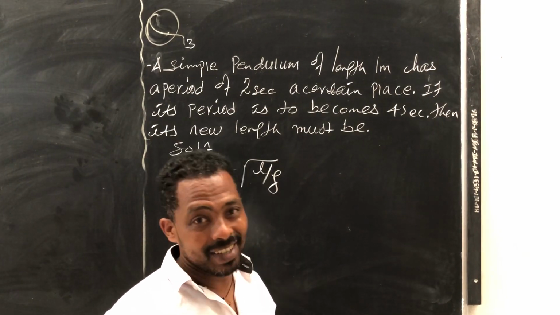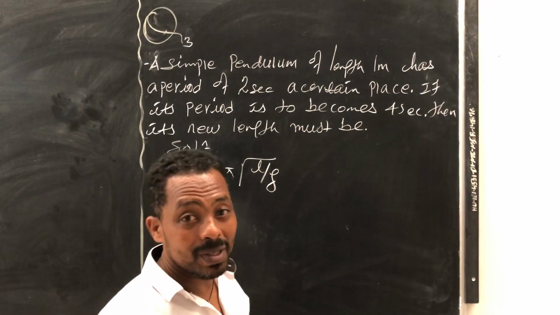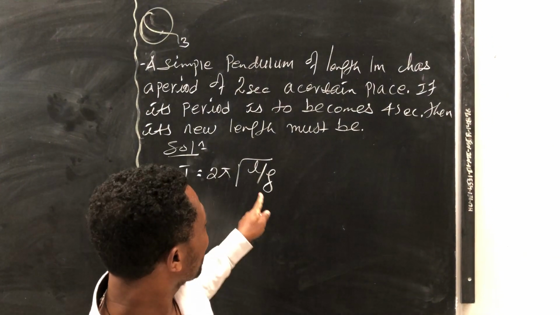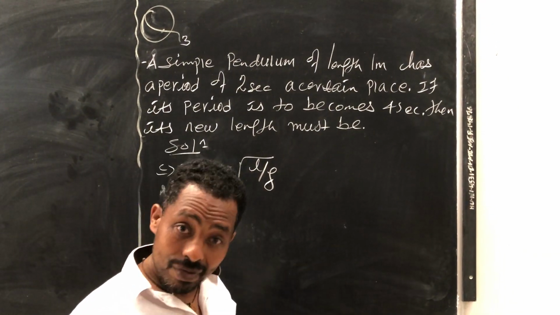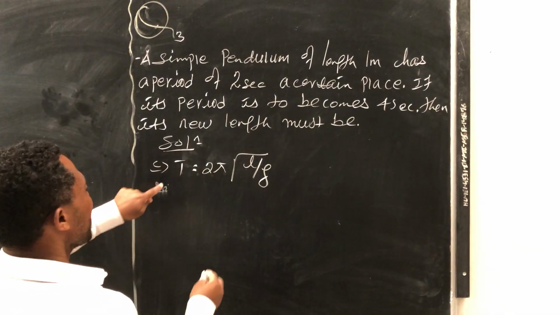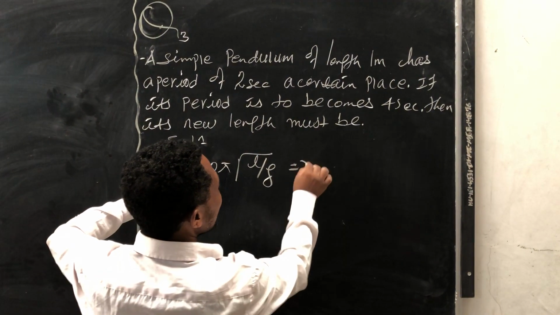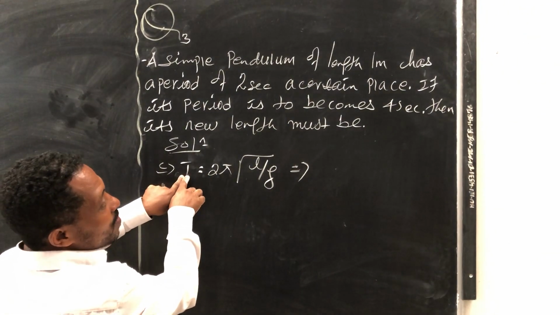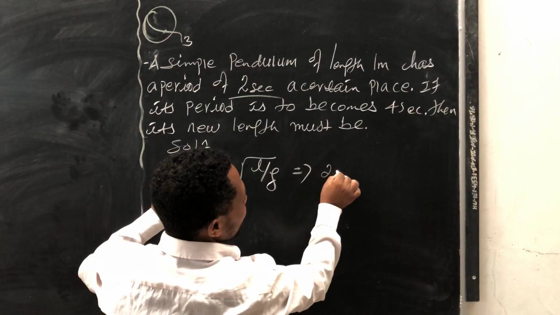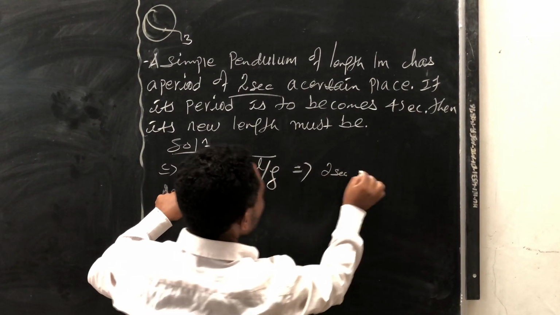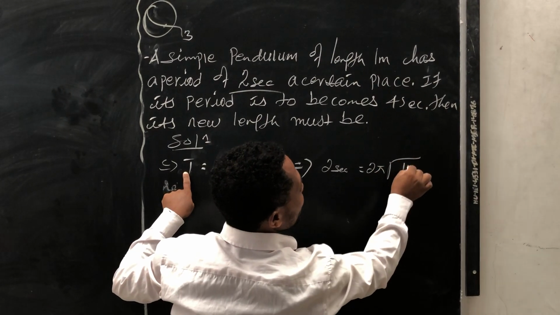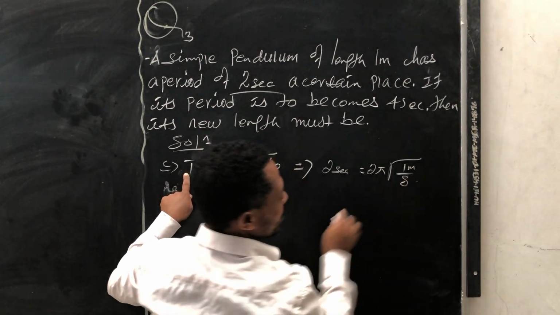What do you think? Is there any variation within the length? For the period to be 4 seconds, the length could be half or double. We'll see together. Look, my dears. Here, in the first case, this is given to us. That is 2 seconds, which is equal to 2 pi times the square root of L, which is 1 meter, over G.